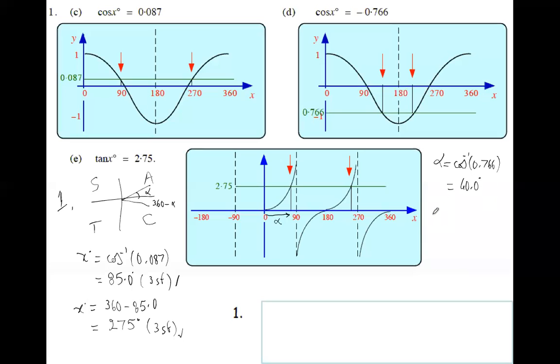Then x, what did we say? I forgot to put CAST first. CA, so it's going to be here, 180 take away. This is where cos is negative, and 180 plus. So 180 take away 40 is 140, and 180 plus 40, 220.